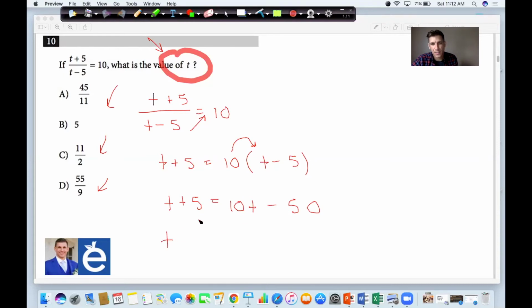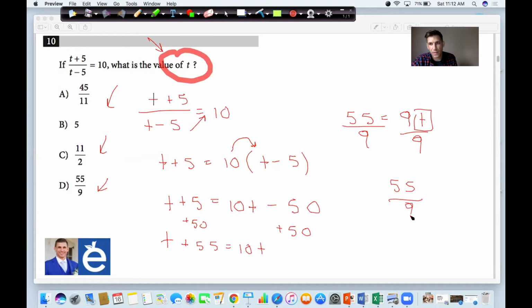So I'm going to get t. And remember, if I add 50 on both sides, this becomes positive 55, right, equals 10t. And then I'm going to subtract t. When I subtract t on both sides, I'm just going to get 55 equals 9t, I believe. And now I need to divide both sides by 9. Why? Because I'm trying to get t by itself. So this is what I'm trying to isolate. Dividing both sides by 9, I get 55 over 9. And yay, right? And so now I'm finished and I'm done, okay?